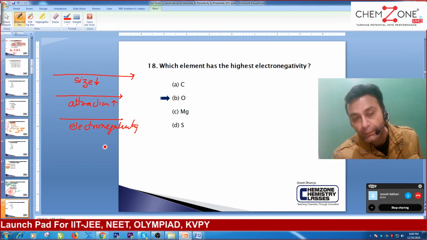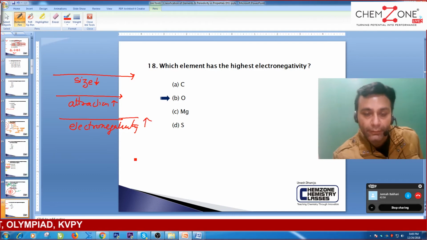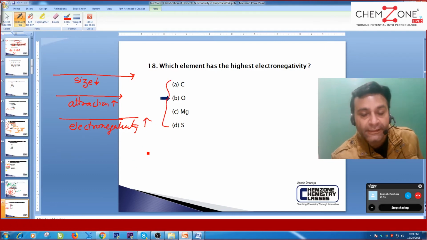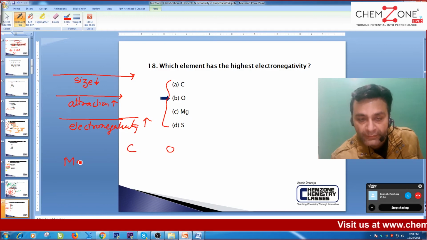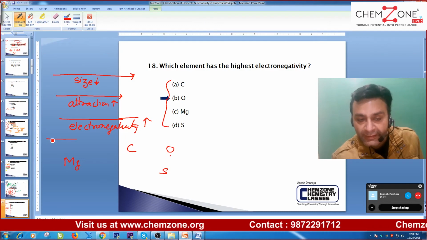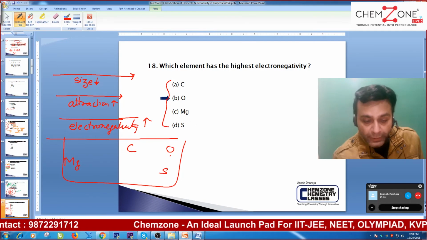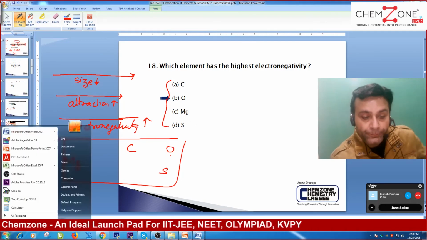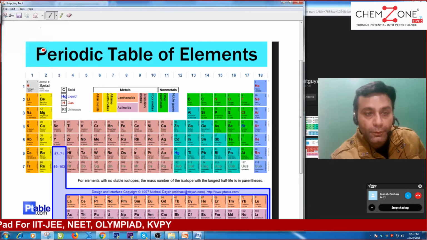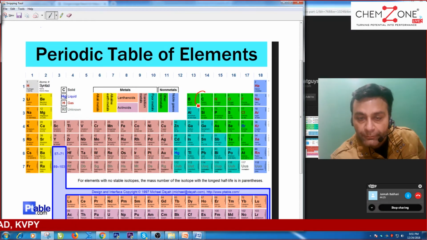Right? Electronegativity will increase. Now, if I compare these elements in the periodic table, carbon, here the oxygen, magnesium is toward this side, sulfur is just below the oxygen. This is the relative position of these elements in the periodic table. Should I show you the periodic table here? I have one. This is the carbon here, oxygen here, sulfur, and here the magnesium.